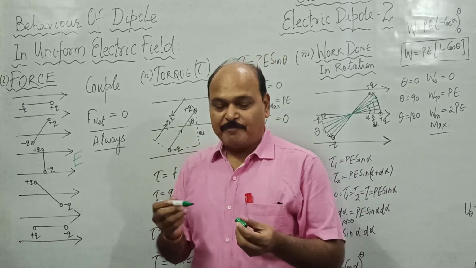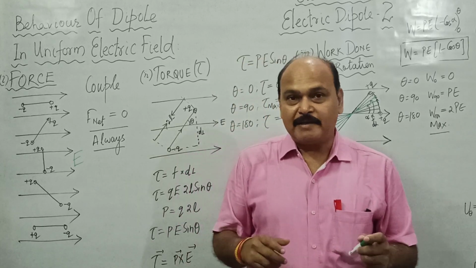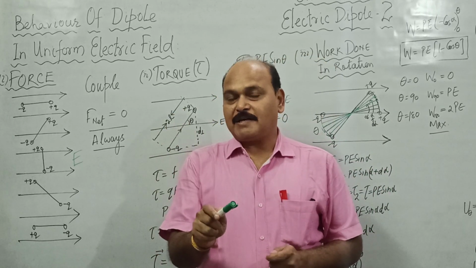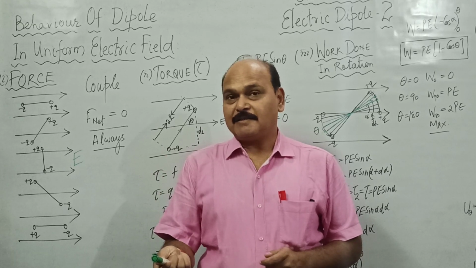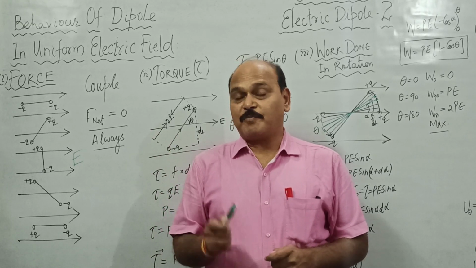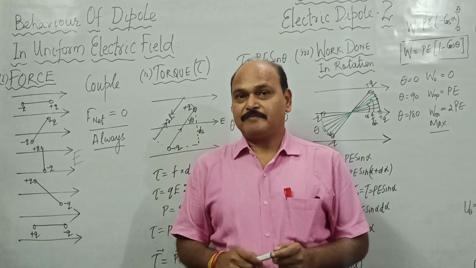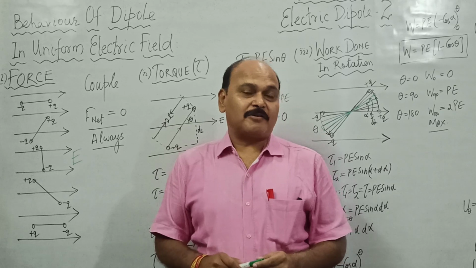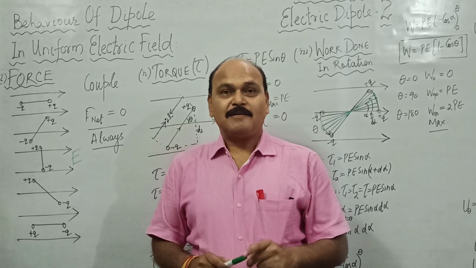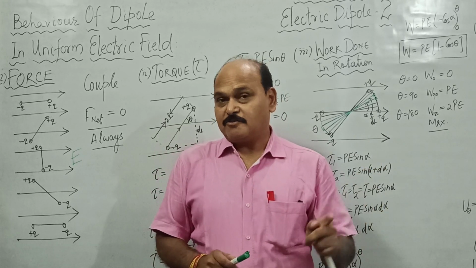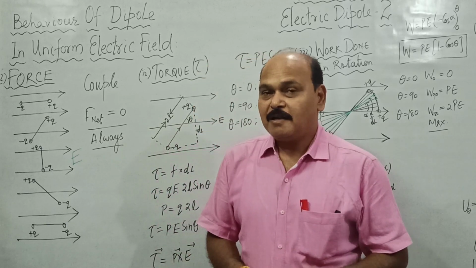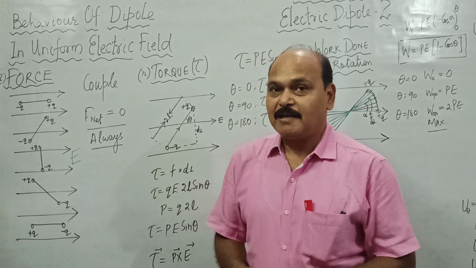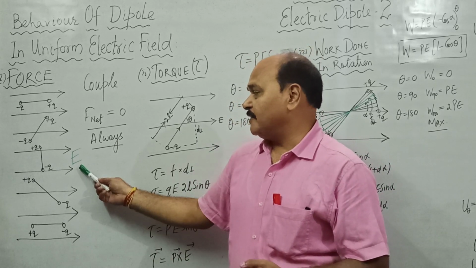We know when we place a positive charge in any electric field, force over positive charge is the product of charge and electric field intensity, and direction of force over positive charge is parallel to the field. Over negative charge, the value of force of course is the product of charge and electric field intensity, but direction is opposite. So over positive charge the force is parallel, over negative charge the force is anti-parallel to external electric field. This is electric field E.